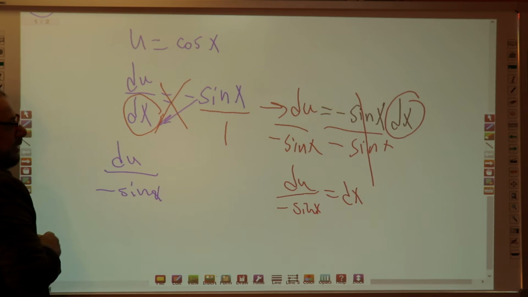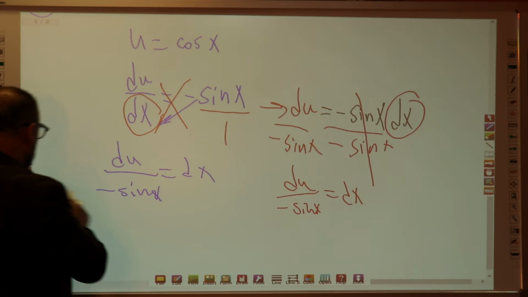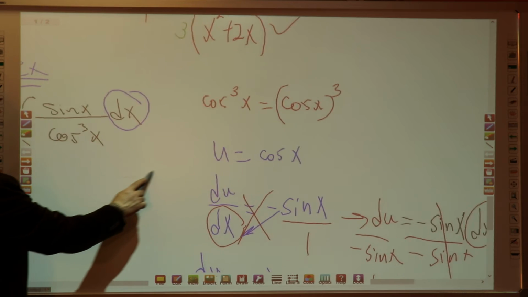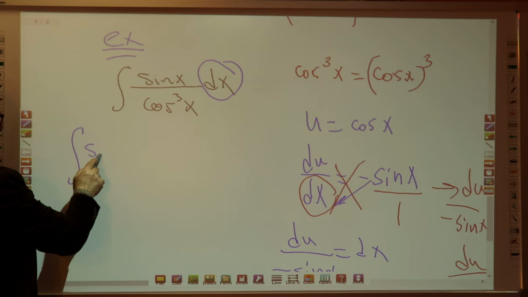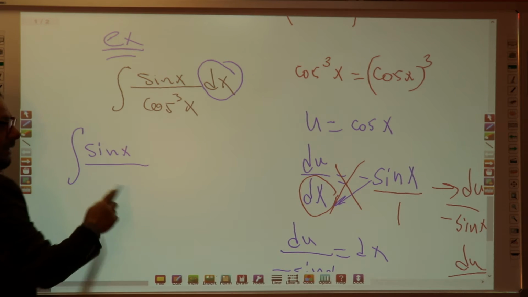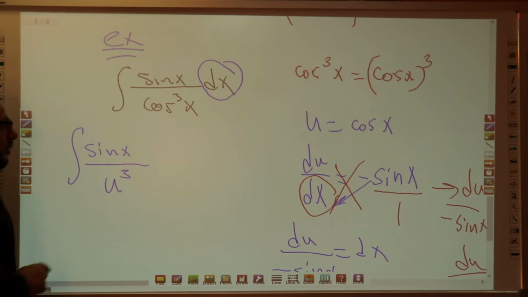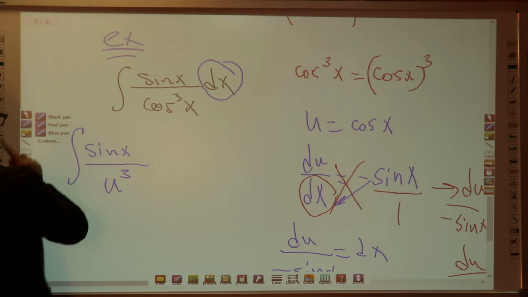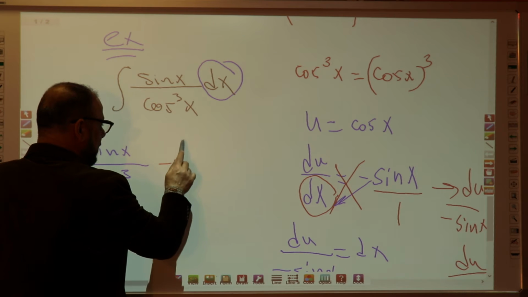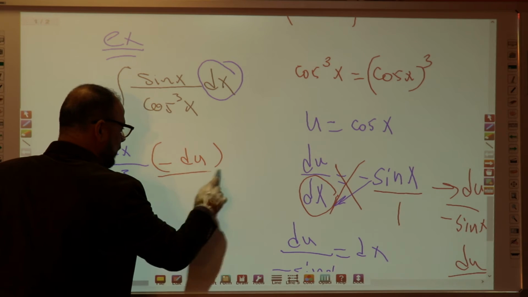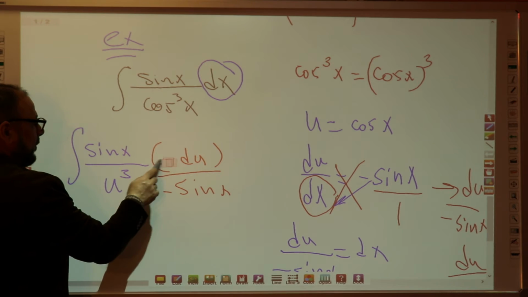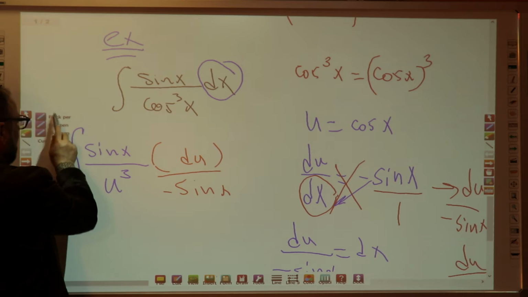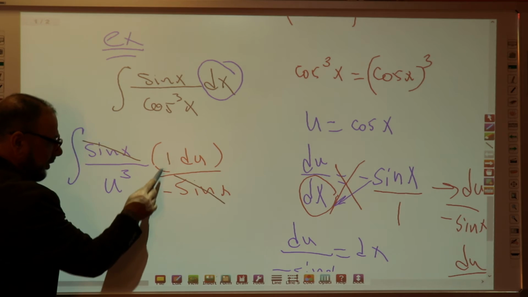You switch this to this right away, equal dx. Then we go back to our problem. We have everything ready here. We leave sine x, and cosine x is u, so u cubed, right? Then dx, and dx is what? Negative du over sine x, or negative sine x in the bottom. du over negative sine x. What happened here? This cancels. You see the one and negative one?